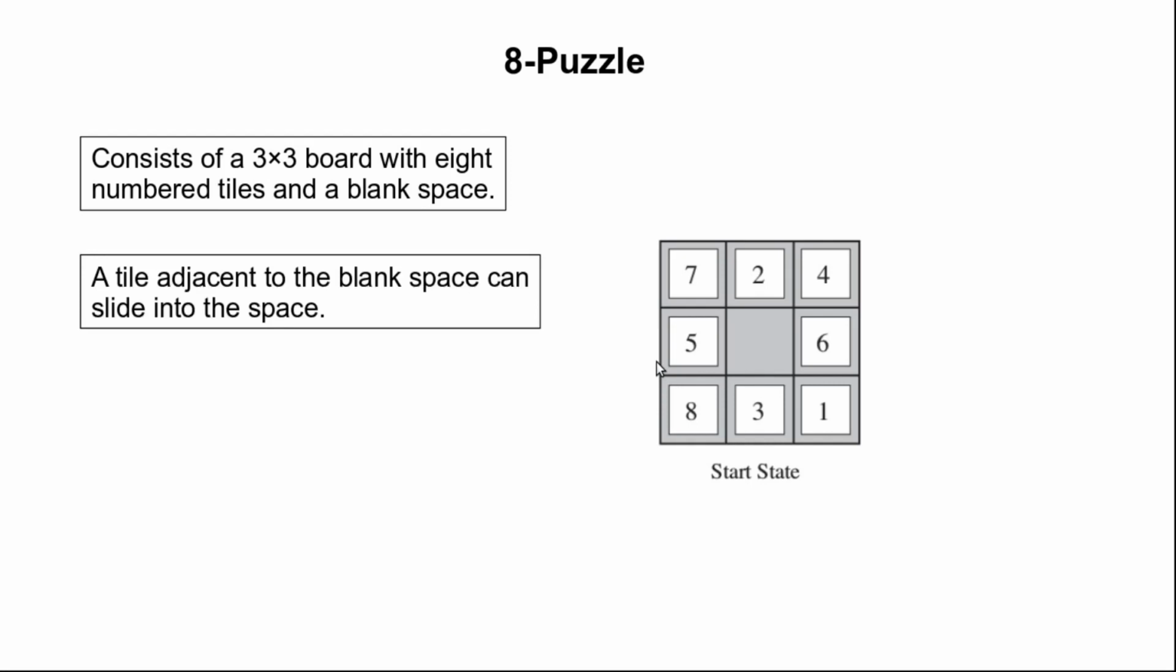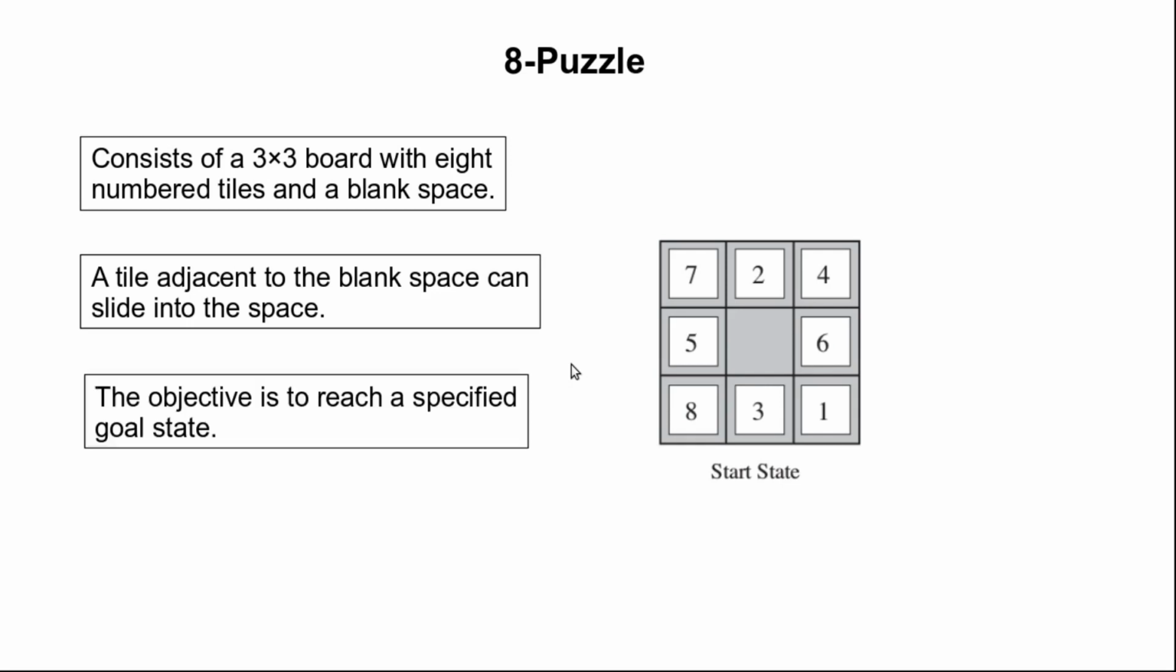A tile adjacent to the blank space can be slid into the blank space. For example, 6 can be moved into the blank space, or 5 may be moved into the blank space, or 2 may be moved to the blank space, or 3 may be moved to the blank space.